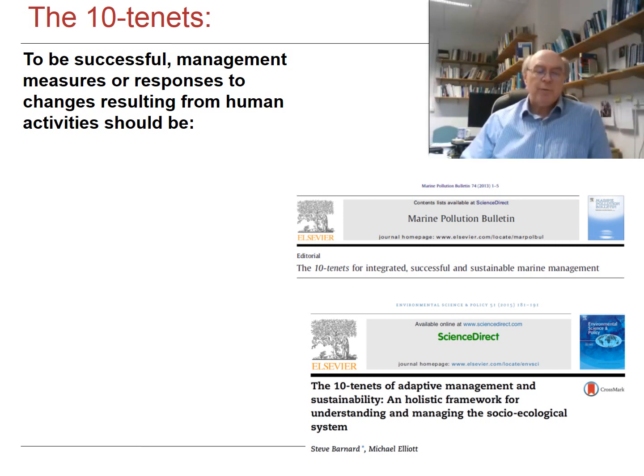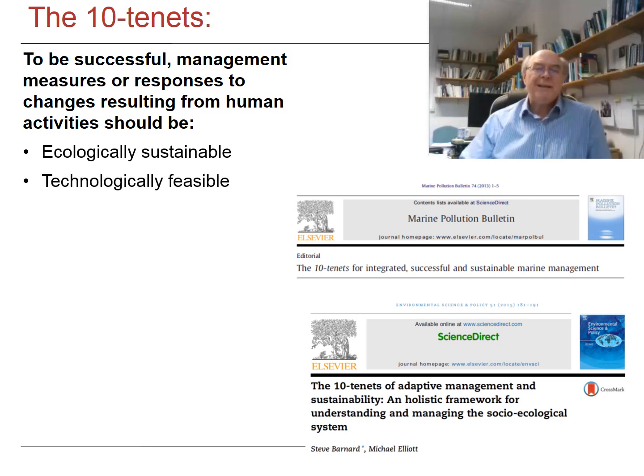And for a while now, we've been writing about the 10 tenets. These are the features that you need in order to get sustainable management. For example, you need your management to be ecologically sustainable. You need to create the right sort of ecology. But you need the right equipment, you need the right technologies in order to do this. You need to be able to build the right channels or build the right areas. But we live in the real world.